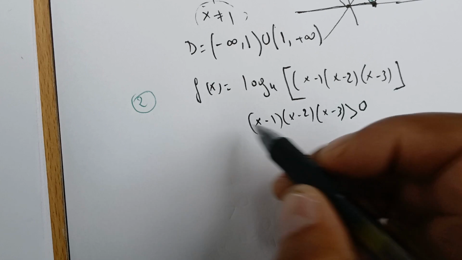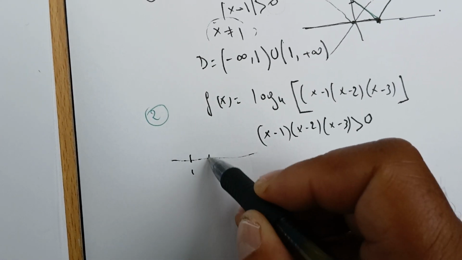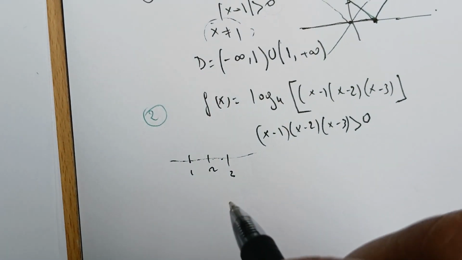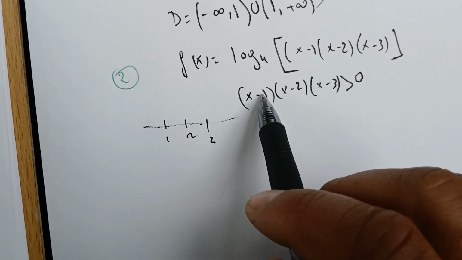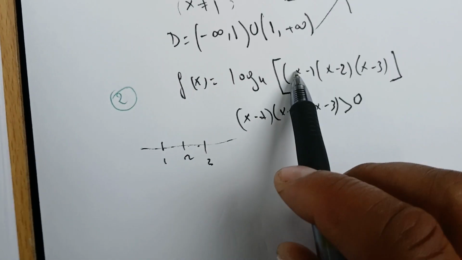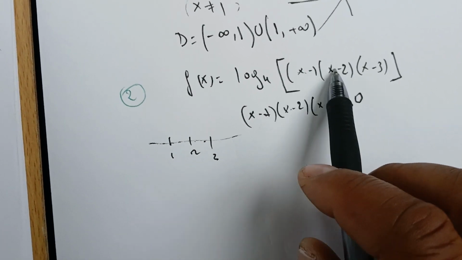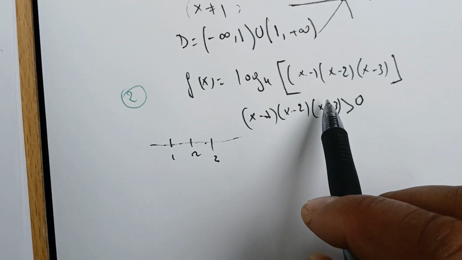We could use the line, put 1, 2, 3, and check the values. No, there is another way. So we make a table. Note that when x is 1 or 2 or 3, this quantity will be 0. So to avoid having a 0, x must be different from 1, 2, and 3.